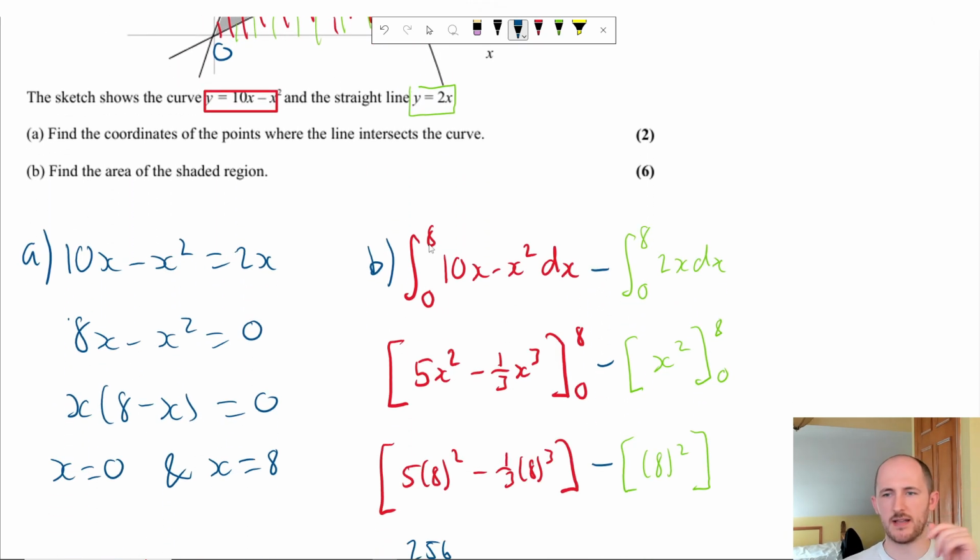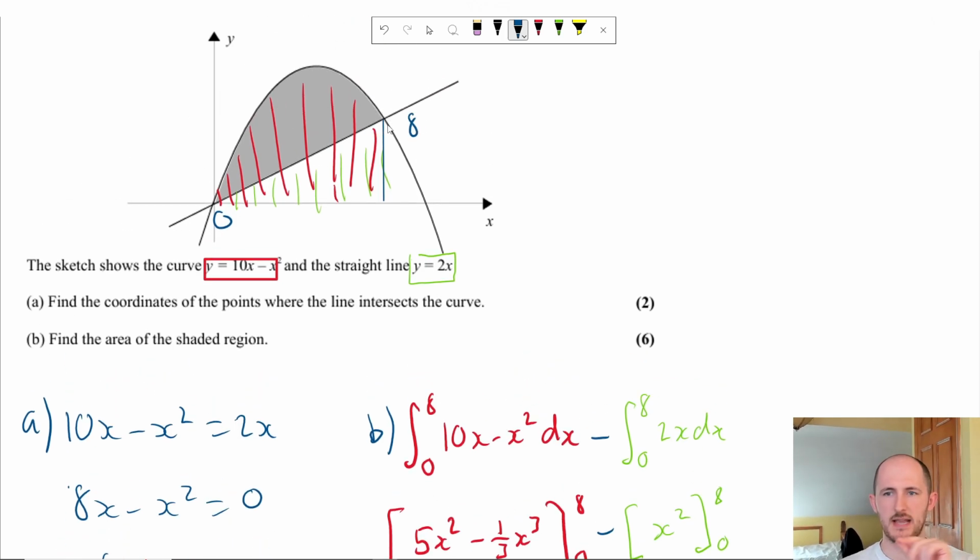Do it in your head. Say, oh, okay, so this is what you would do. You would do between 0 and 8 because that's where the intersection points are. You would do the curve minus the straight line because the curve is on top of the straight line. So we have that. That's what you need to do, right? That's what you need to do in your head is talk through it.